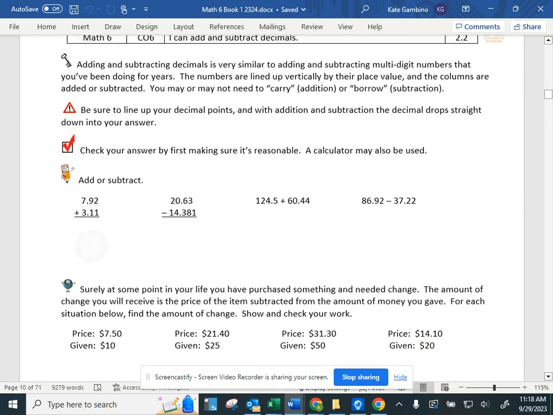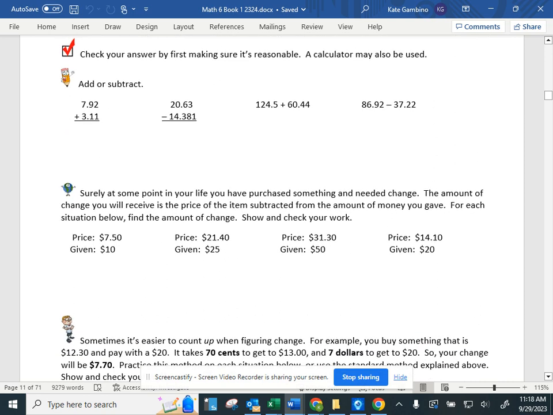CO6, I can add and subtract decimals. Big thing to remember for CO6, stack your decimals, one right on top of each other. Remember how to borrow and carry numbers. So you can look back on the objective, do a couple of them over again. Make sure that you remember how to stack those decimals. Decimal right on top of each other. If there's an empty place, what do we do with it? Zero. Put a 0 in those empty places.